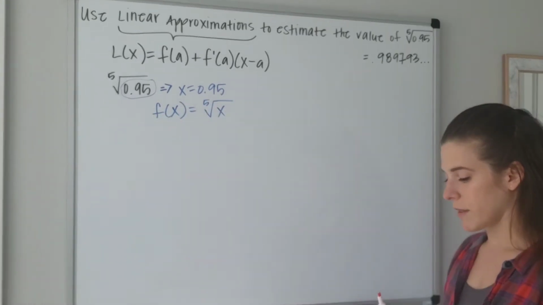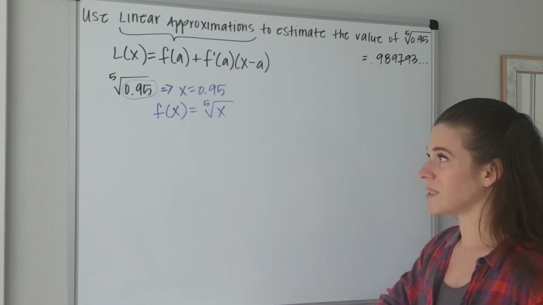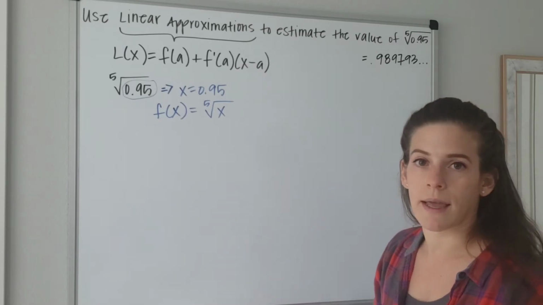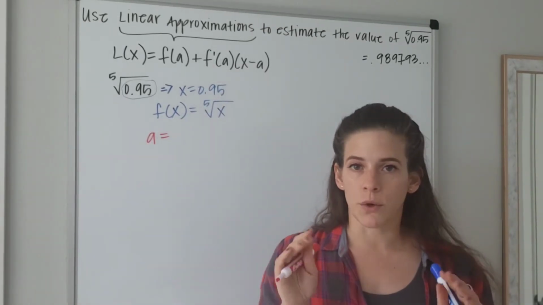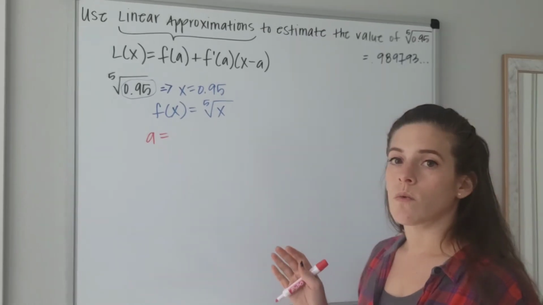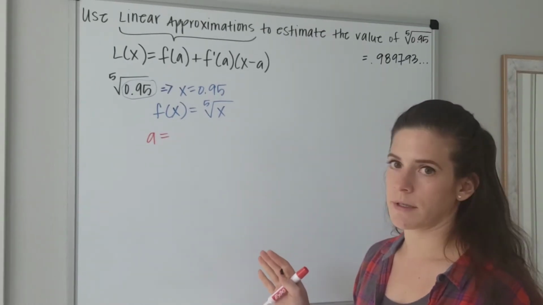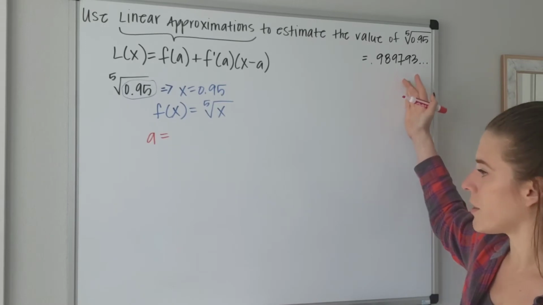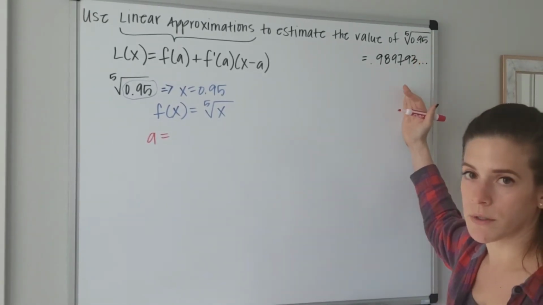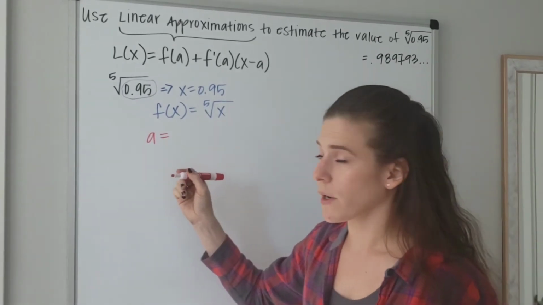The only other thing that you really got to determine here is, well, what the heck is a? a is your choice. It is a number you pick. It's up to you. Sometimes whatever a is, is super obvious. Here we look at this original problem and we think, oh well, 0.95 is close to 1. Any root of 1 is 1. I like 1. So here we're going to pick 1.